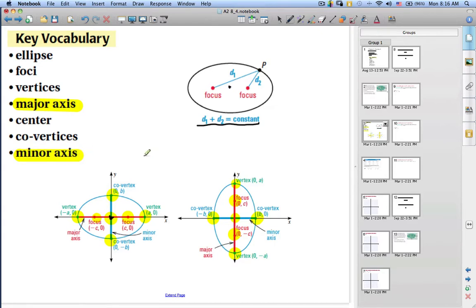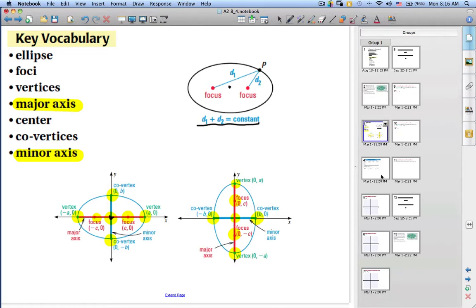So as we graph, we're going to identify the vertices and the covertices, their distances from the center. So first we find the center, then we identify the distance from the center to the vertex, and the distance from the center to the covertex, and we do that in both directions. That way we get 4. We'll identify our foci, and then we'll sketch in our ellipse.